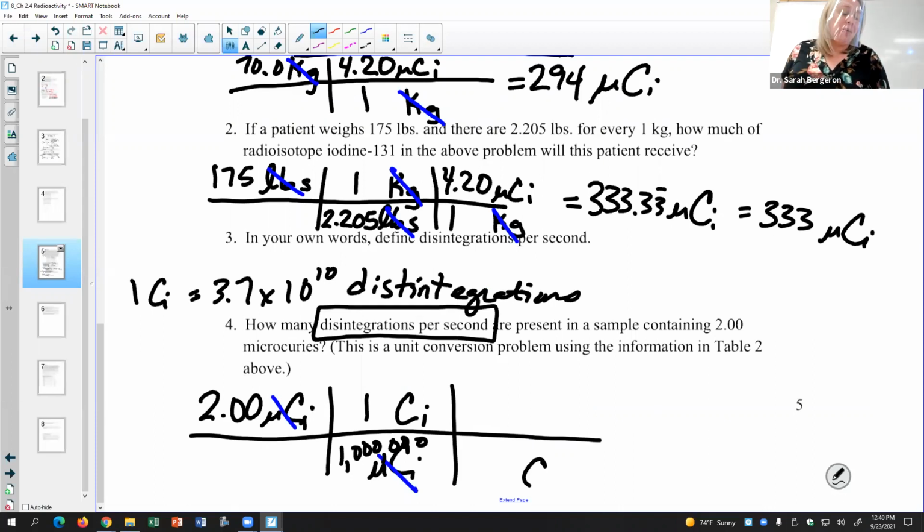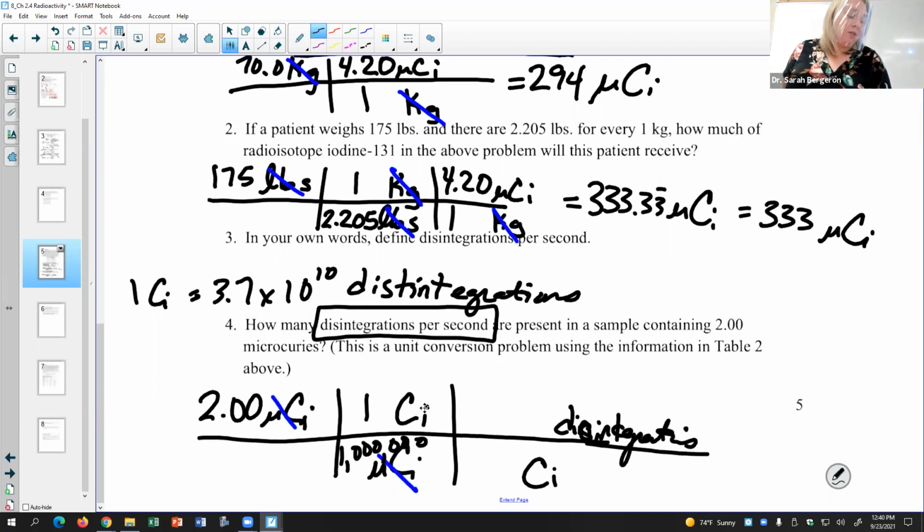Okay, so now I want to get rid of curies and I want disintegrations. Right? So what's my conversion here? Disintegrations per 1 curie. So what do we get? And I always practice these calculations in class because it'll help you on the exam.